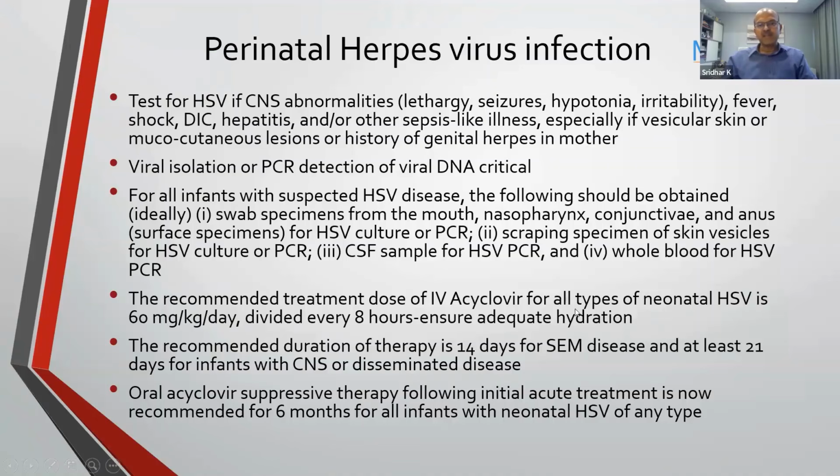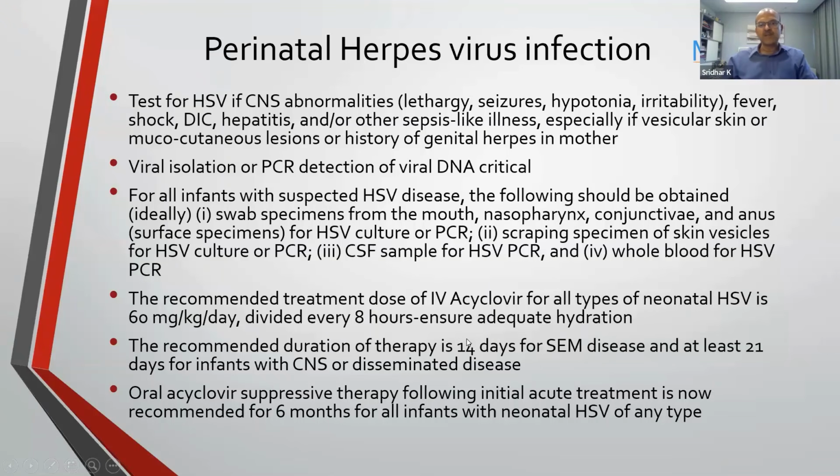The treatment is IV acyclovir. We use a higher dose, which is 60 milligram per kilogram per day in 3 divided doses. And remember that acyclovir is fully excreted in the kidney, and crystallizing in the urine is a common complication. So ensure there is adequate hydration as well.